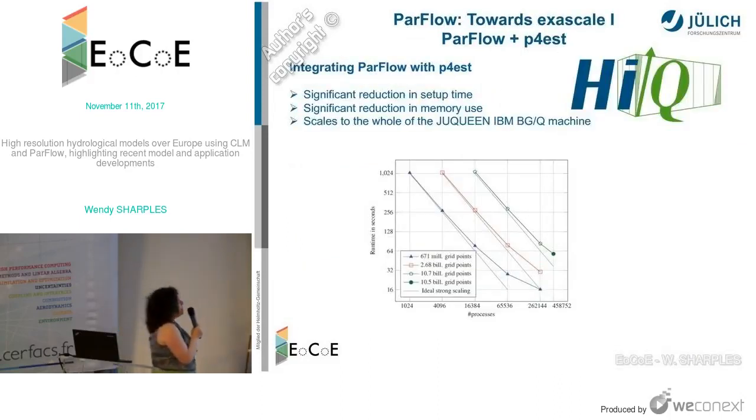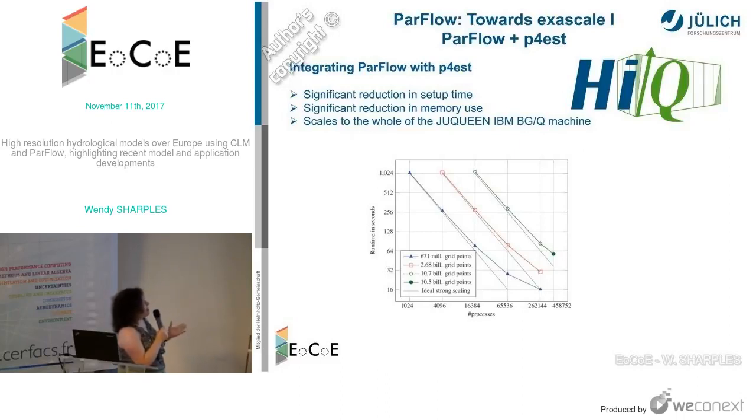Because I mentioned that running ParFlow is quite costly, we've done some improvements to ParFlow to try and mitigate those costs temporally and computationally. The first thing we did was integrate ParFlow with p4est, which is a very efficient, highly scalable, adaptive mesh refinement library to take care of all the gridding. This resulted in a significant reduction in setup time and a significant reduction in memory use.